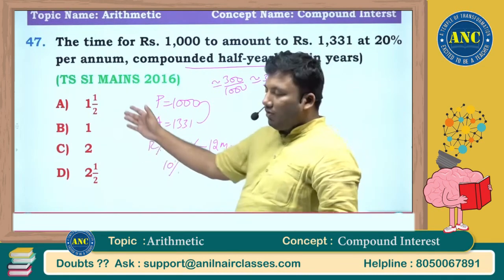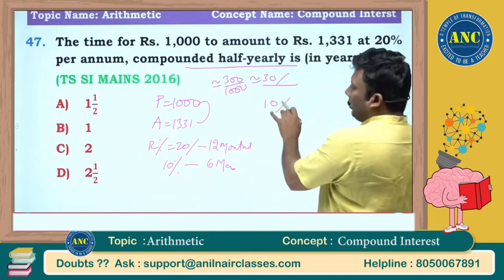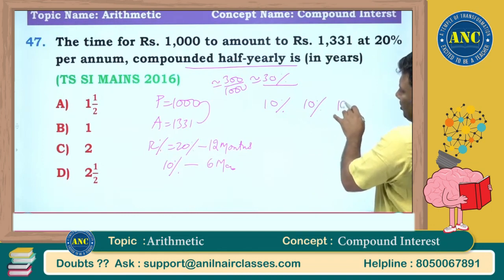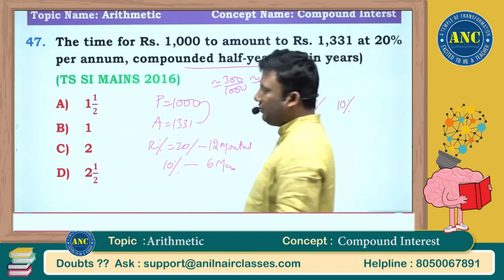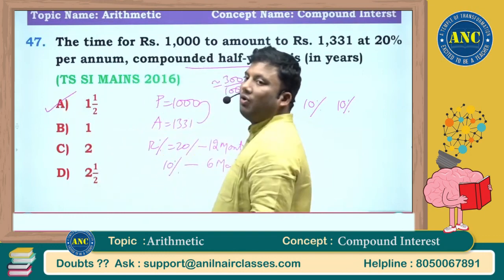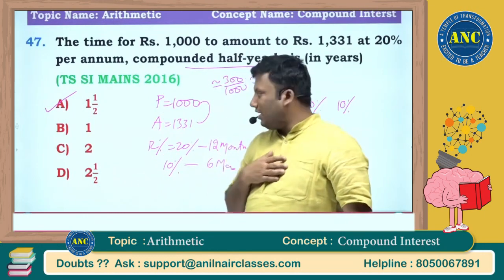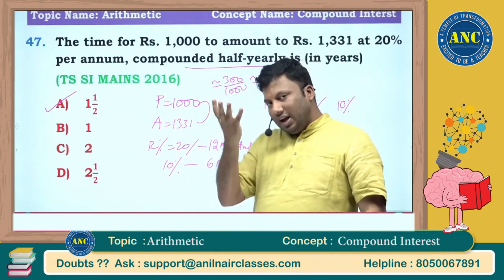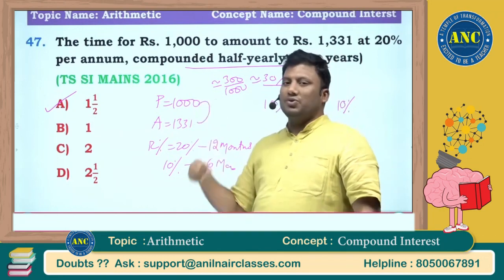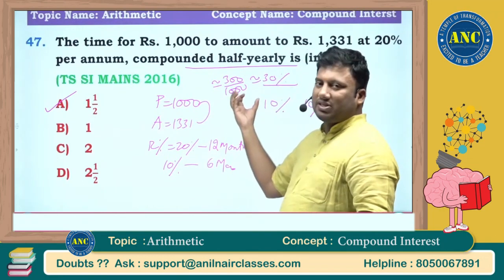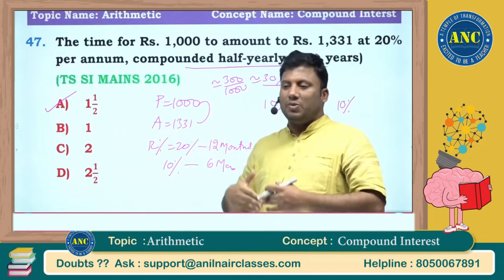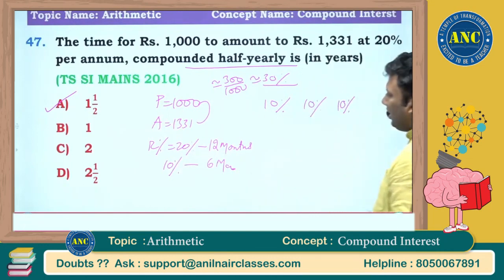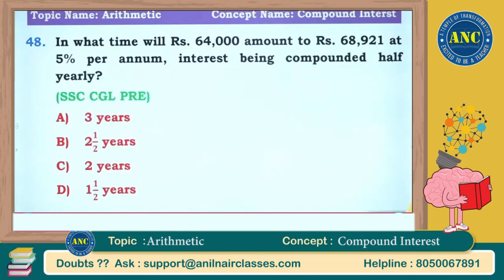30 percentage. 1.5 years. First 6 months 10 percentage, next 6 months 10 percentage, next 6 months 10%. The answer is 1.5 years. I hope you are all understanding how you can lift the answer very, very fast. Please don't do the exact. 1331, extra is 300 on 1000. 3 by 10 is 30%. 10% after 6 months, 10% again 6 months, 10% again. 10, 10, 10, so it is close to 30%.